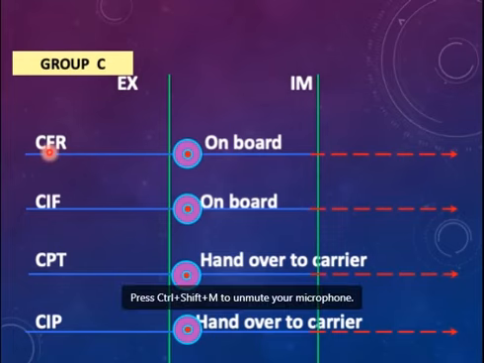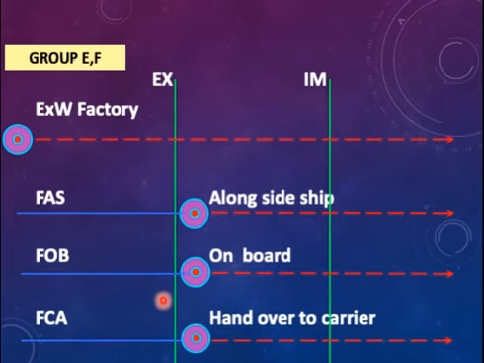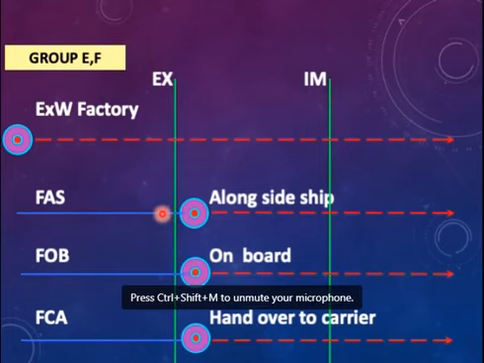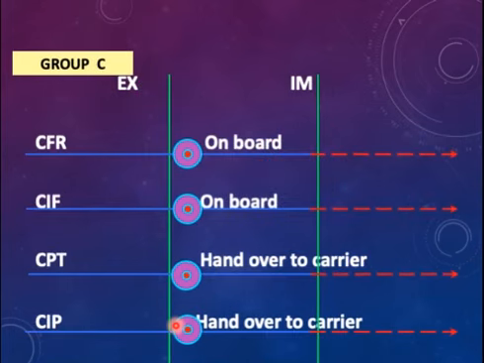The blue solid line is lengthened to here, compared to group F only here, right? So the obligations, the cost, more obligation, more cost to the seller. Okay, but the risk stays the same, not more risk. Risk transfer here.